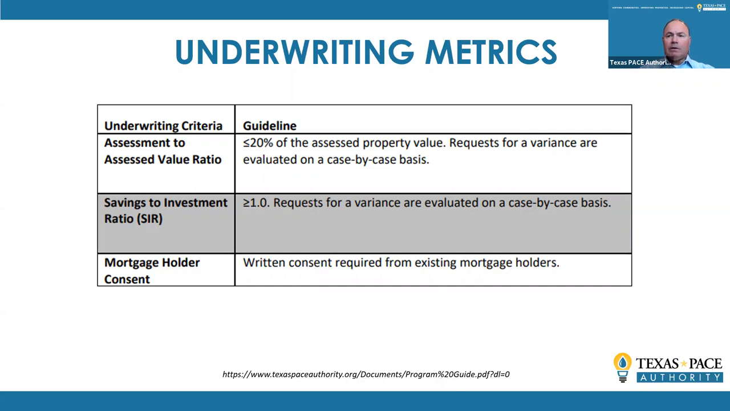Again, the savings to investment ratio, which we've already covered, has to be greater than one. And then also, if there is a mortgage on the property, because the PACE assessment becomes senior, the mortgage holder would have to provide consent. So we've had, I think, probably two-thirds of the PACE projects in the state so far require mortgage holder consent. So that is something to be considered. It is a hurdle, not a barrier.